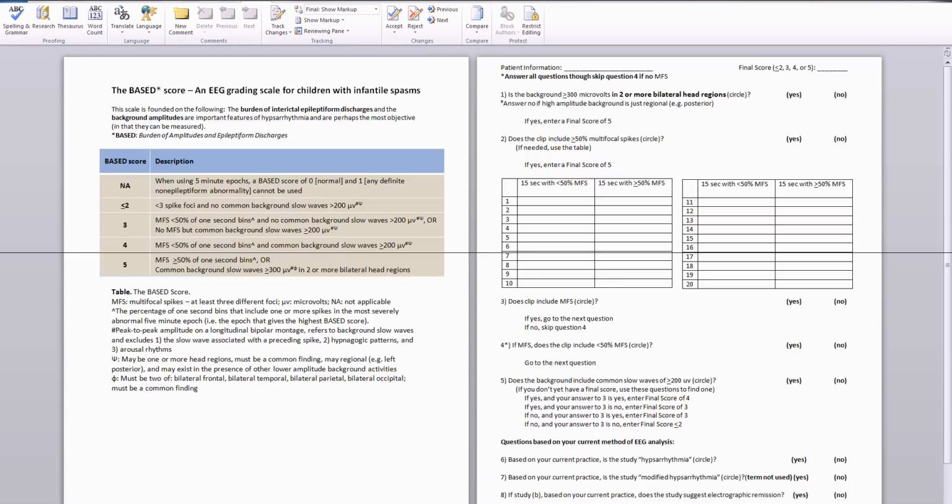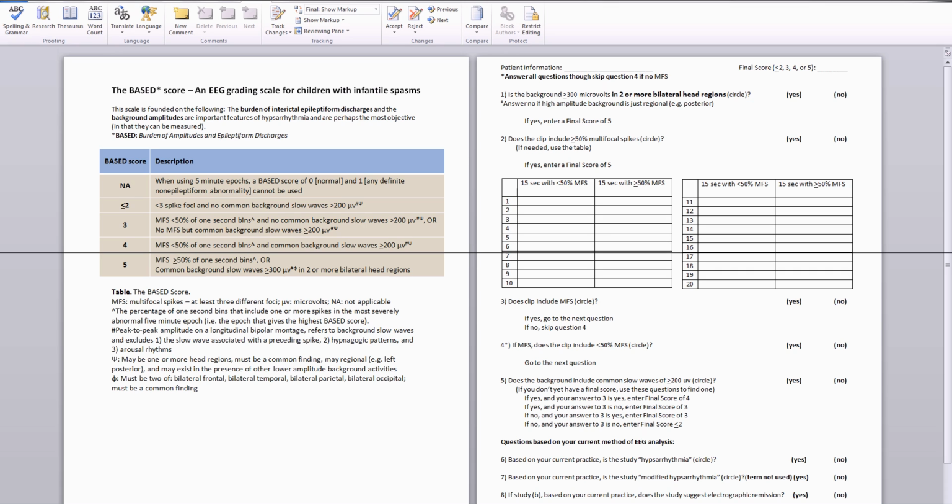This study-specific video is being used to educate EEG reviewers on how to use the BASE score. The BASE score is an EEG grading scale for children with infantile spasms. The scale is founded on the idea that the burden of interictal epileptiform discharges and the background amplitudes are important features of hypsarrhythmia and are perhaps the most objective in that they can be measured.